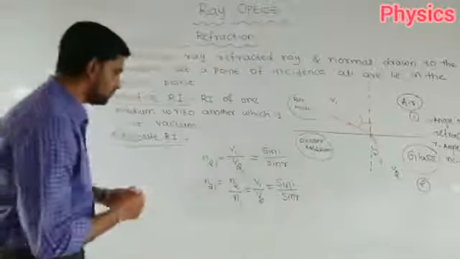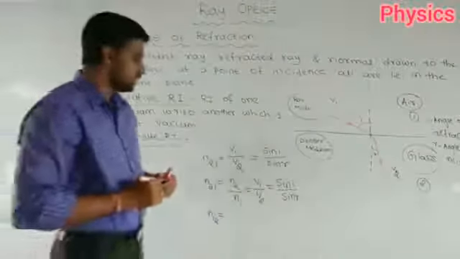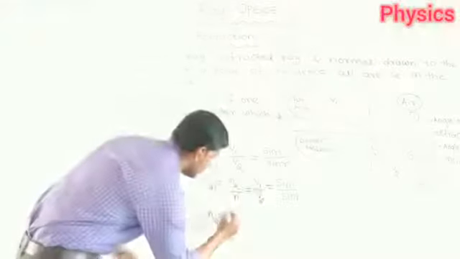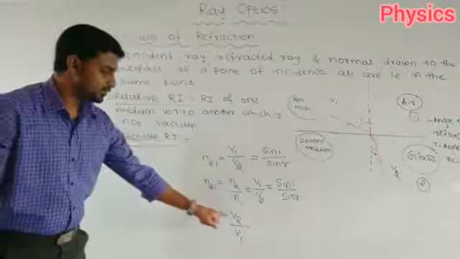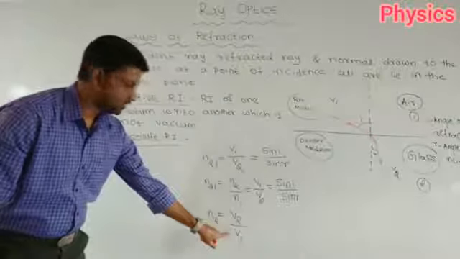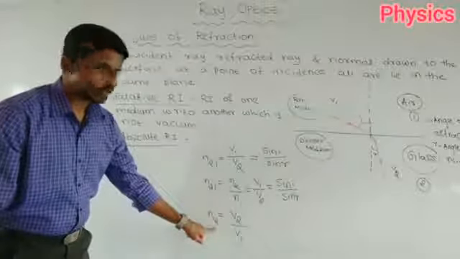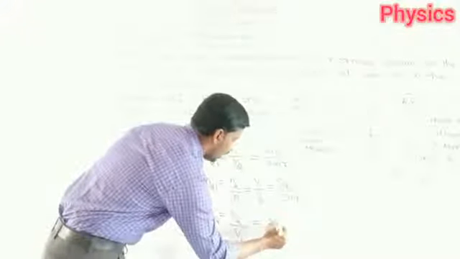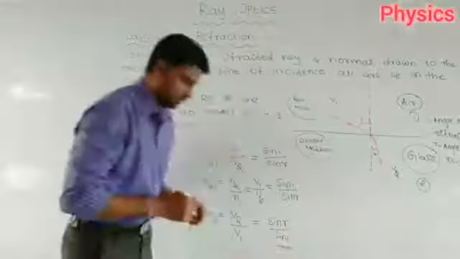Like that we can find the refractive index of first medium with respect to the second medium. Here I have to take the ratio of speed of light in second medium to the speed of light in first medium. If I take this ratio, then I can find the refractive index of first medium with respect to the second medium. That is equal to, we know, sine R divided by sine I.